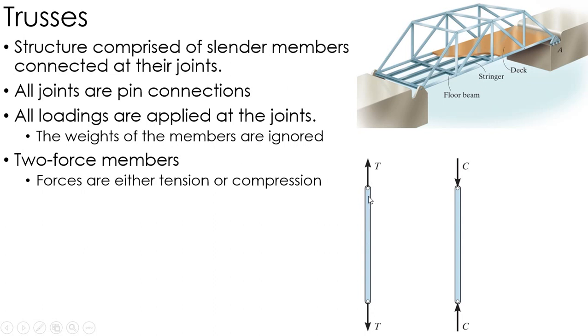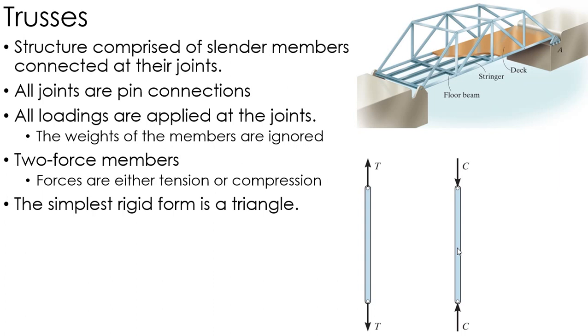So if it's in tension, obviously it's elongating. If it's compression, it's shortening. Okay, and this idea that our trusses are made up of two-force members very much simplifies the analysis of these structures. Okay, now the simplest rigid truss is a triangle. Because with these pin connections and slender members, a triangle is a perfectly rigid structure, assuming that the members are rigid and things of that nature. So you'll see most of the trusses are comprised of a series of triangles.